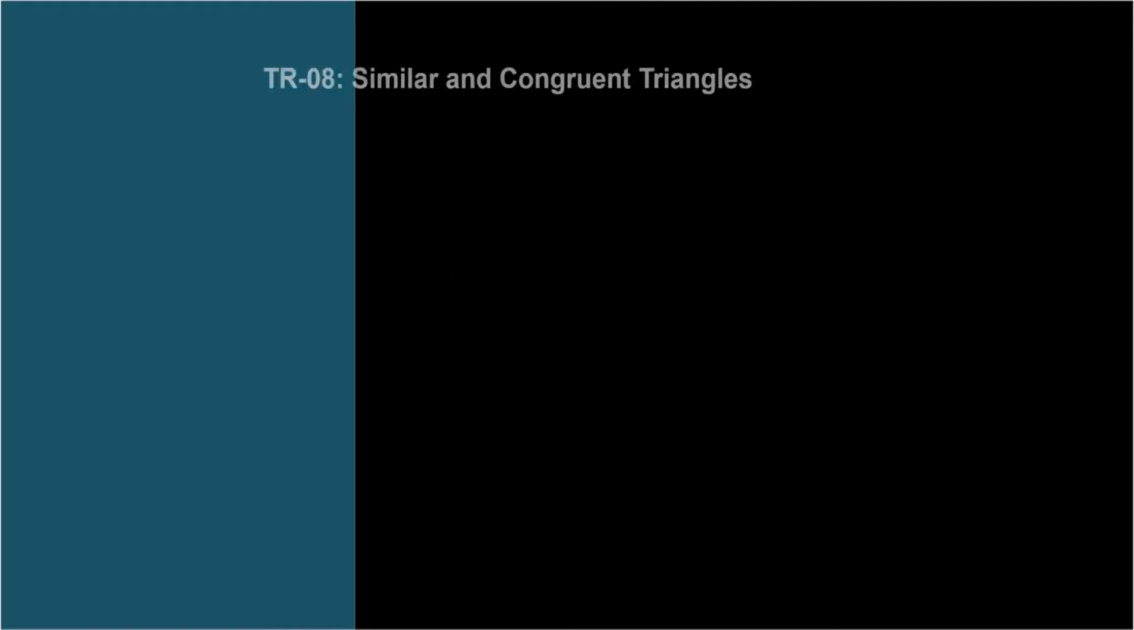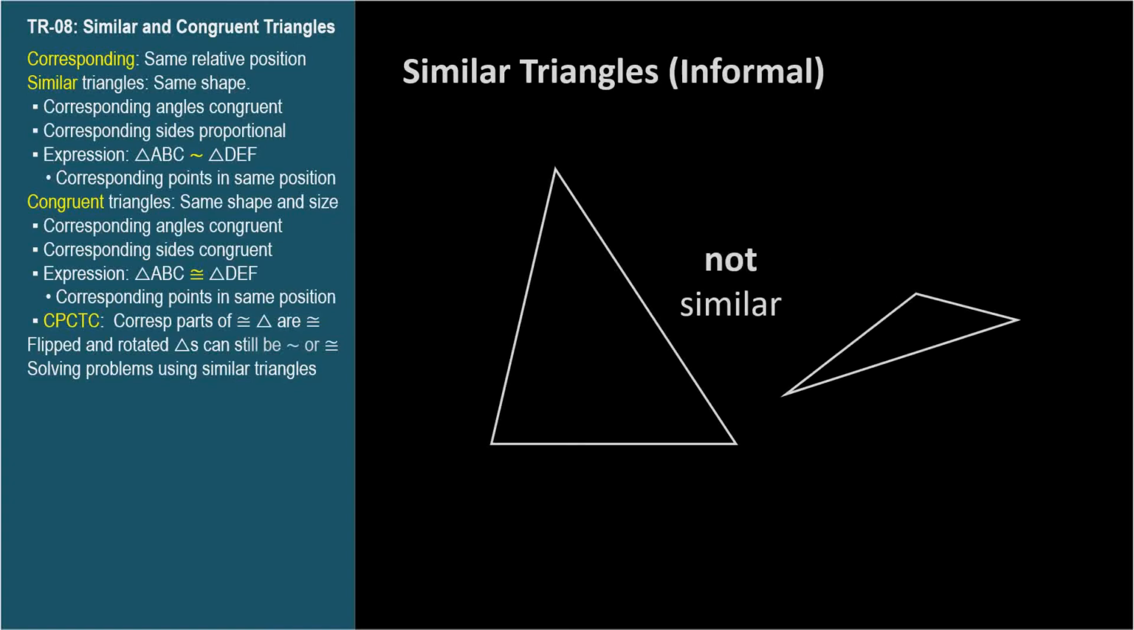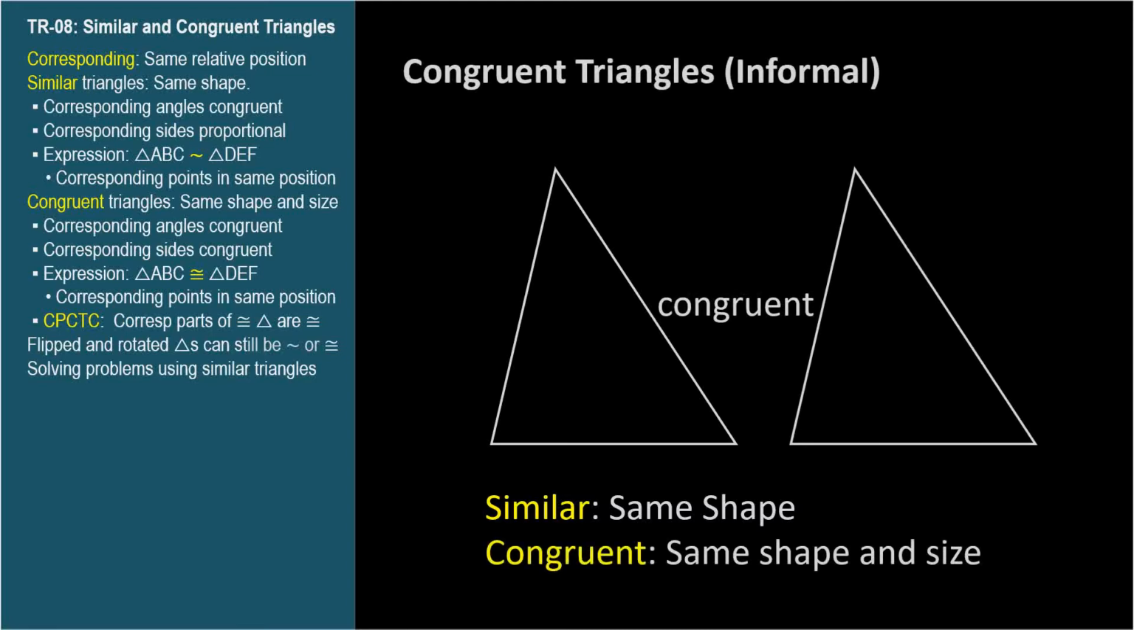Two triangles are similar if they have the same shape. Well, all triangles are triangle-shaped, but that's not what we mean. If one triangle is a scaled-up or scaled-down version of another, then those triangles are similar. And when two similar triangles are the exact same size, they're congruent.